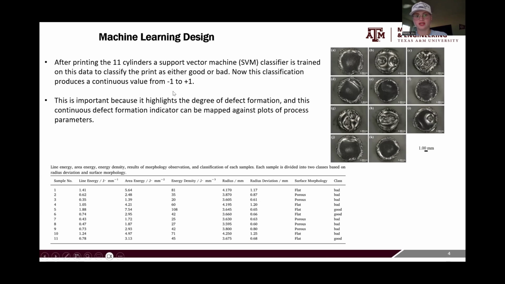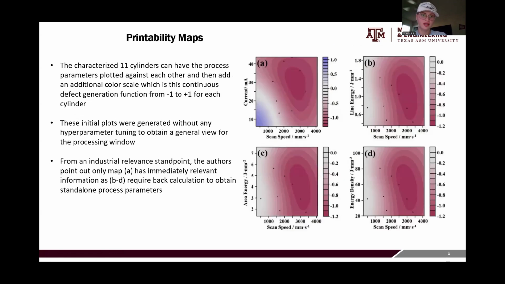And this is important because it's actually a continuous value from -1 to +1. It's not a binary. And because it is this continuous value, you can see the degree of defect formation. And since it is continuous, we can map it as a heat map. And that's exactly what they did.